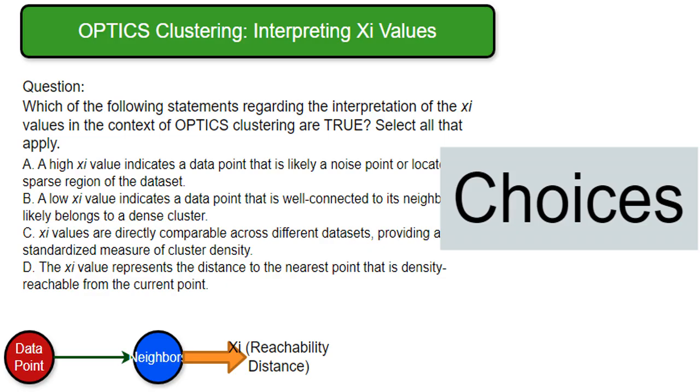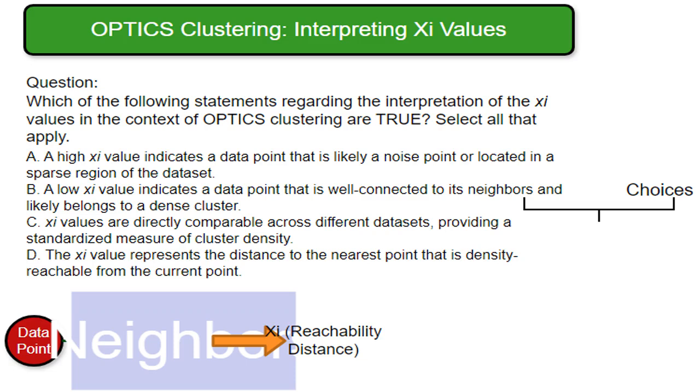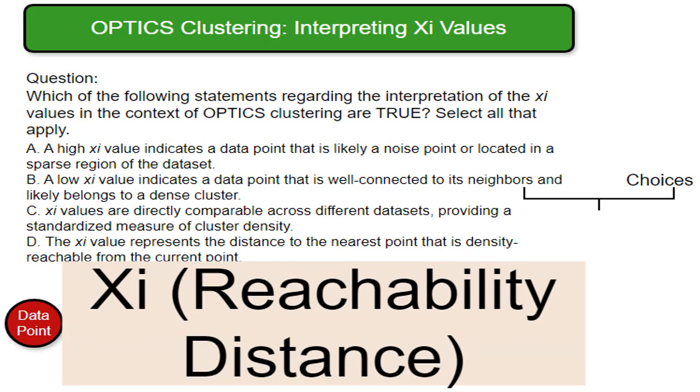These are the options to choose from in answering the question. This refers to a single observation in your dataset. Think of it as a single data point on a graph. These are the data points that are close to the point you are considering in the clustering algorithm. The closeness is determined by distance and density thresholds within the OPTICS algorithm. Xi, or reachability distance, measures how far you can reach from a given data point before you hit a less dense area. A small Xi means the point is surrounded by densely packed neighbors. A large Xi means the opposite. This is the key concept in this quiz.